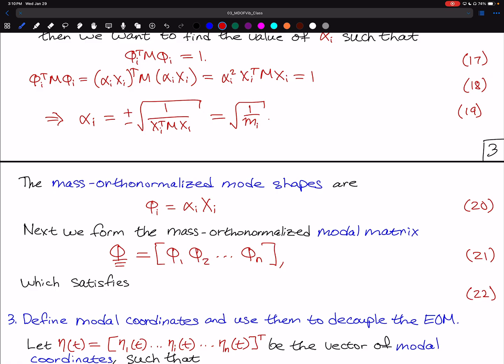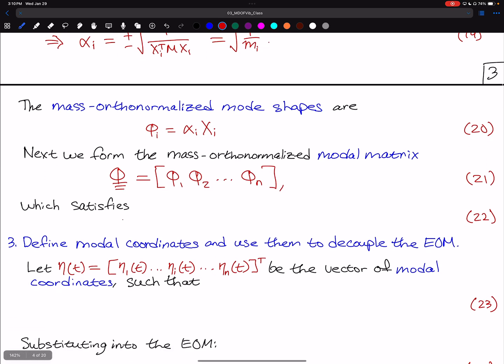And then these satisfy the conditions that the modal matrix transpose, capital Phi transpose M Phi, is equal to an identity matrix, and Phi transpose K Phi is equal to a diagonal matrix of the natural frequencies squared. And we're going to use these conditions to decouple the equations of motion, and we'll do that on Monday.